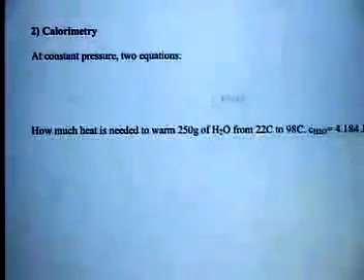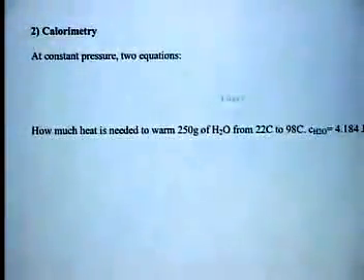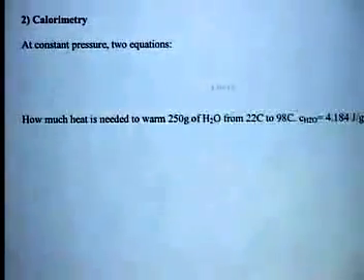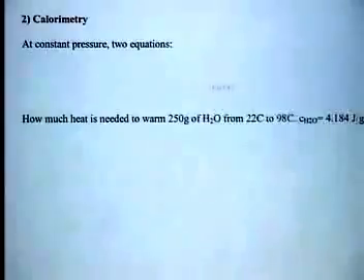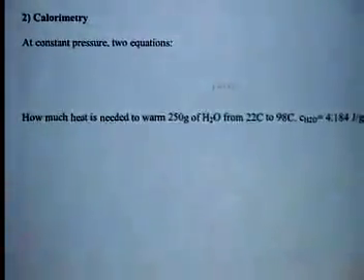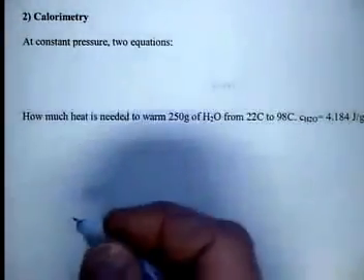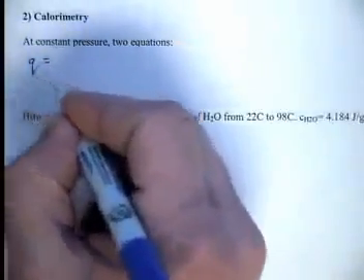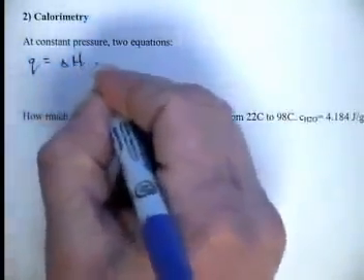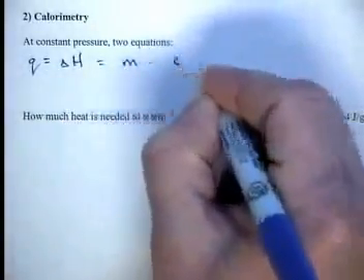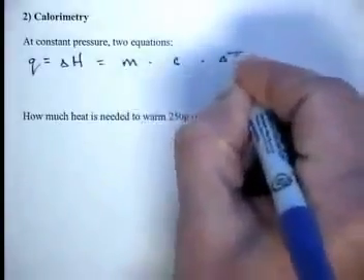The second method of finding enthalpy is using something called calorimetry. Now, calorimetry has 2 fairly common equations that are used at constant pressure. The first one that you'll find on your equation sheet for the AP exam is that Q, or delta H, as long as it's at constant pressure, is equal to mass times specific heat times the change in temperature.